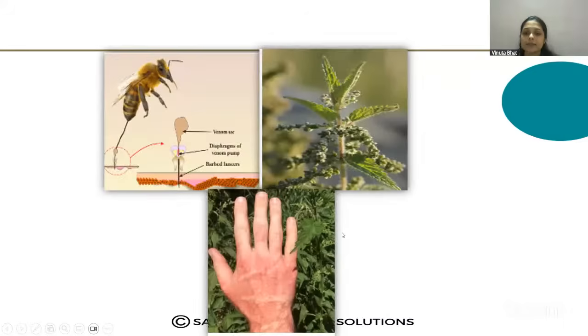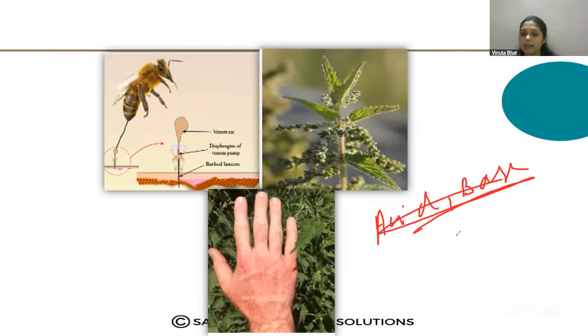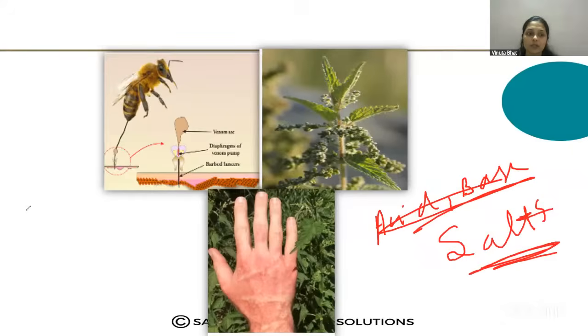So this is about acids and bases. What we have studied so far is about acids and bases. You know the heading of this chapter: acids, bases and salts. We have studied acids, we have studied bases, and the remaining part is about salts. So we have to study acids, bases and salts.